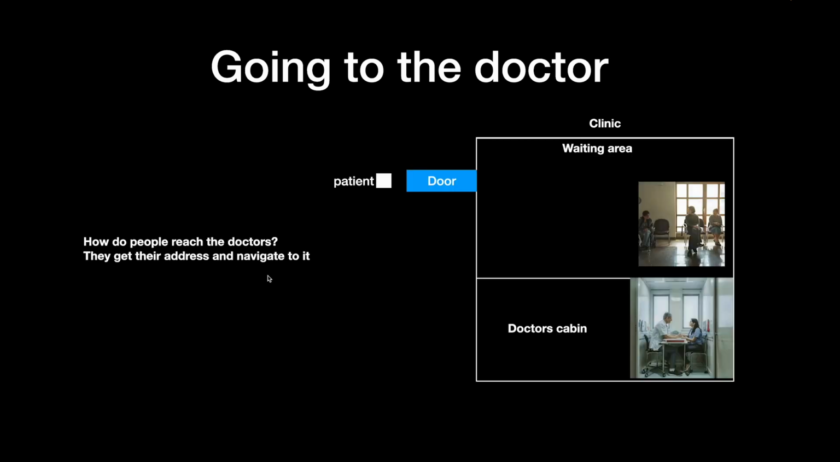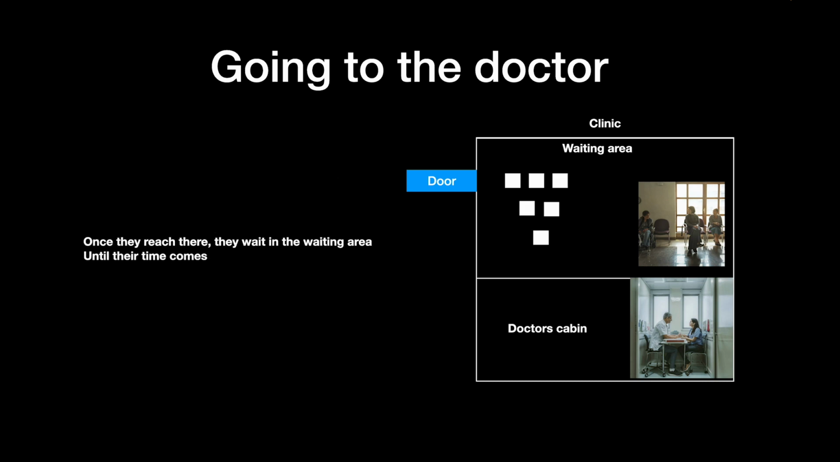How do people reach the doctors? You basically search for good doctors near me, you Google that, you find their address, and then once you have their address, you navigate to it. Once you navigate to the address, there is a door through which you can enter the waiting area. Again, you cannot directly go to the cabin and use their services. You have to go into a waiting area. Until your turn is called, you'll stay here and then finally go into the doctor's cabin.